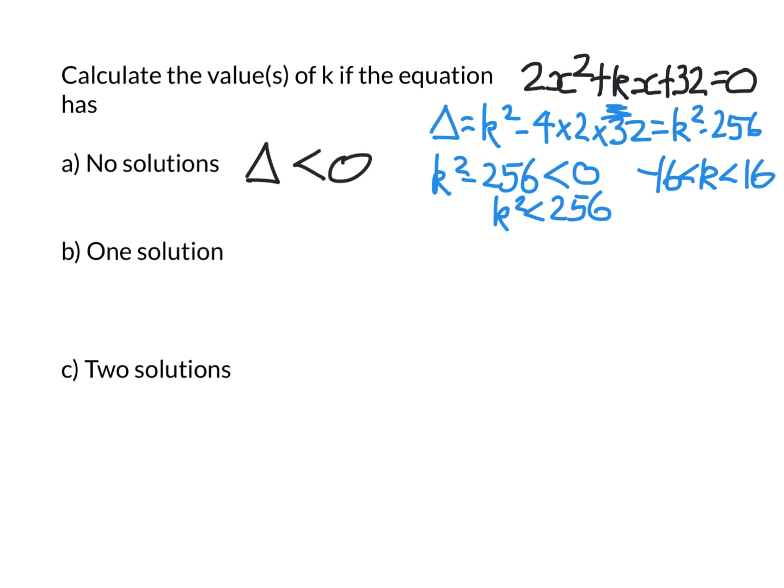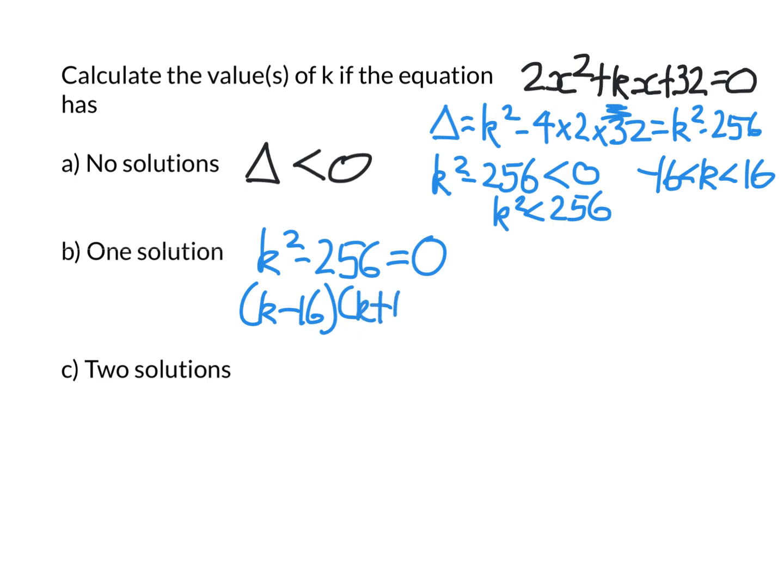What about if this has one solution? Let's not go through all the working out again. Here the discriminant is equal to 0, so k squared minus 256 equals 0. You know how to solve this because we can factorize it using the difference of two squares. So this will have one solution if k is equal to negative 16 or positive 16.